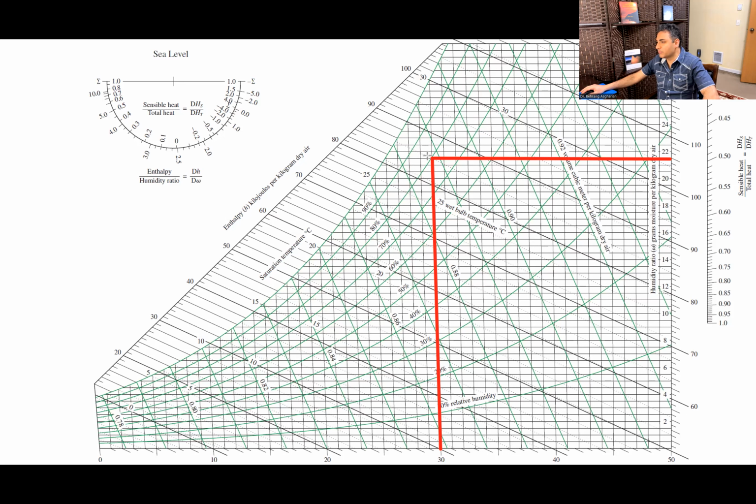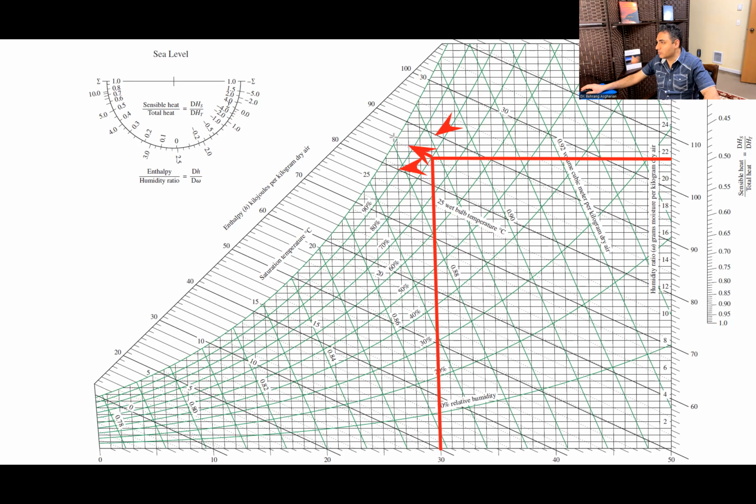Enthalpy lines are almost parallel to the wet bulb temperature lines. You see these solid black lines here? These are the enthalpy lines, and this is the value of enthalpy. So if you need to read the enthalpy of this particular point, you have to draw a line parallel to these lines. It's going to fall somewhere between this black line and that black line.